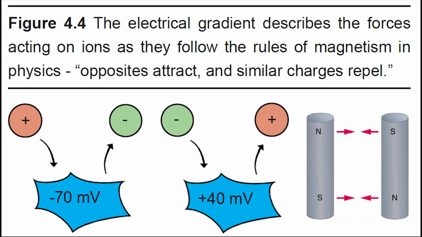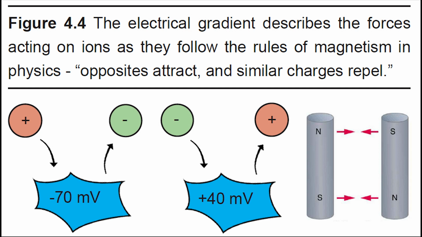1. The electrical gradient. The electrical gradient refers to electrical forces acting on charged molecules, pulling opposite charges together while also pushing like charges away from one another, just like the polarity of magnets. At rest, the interior of the cell has a negative charge, about negative 70 millivolts. Because of these negative charges inside the cell, the electrical gradient causes positively charged ions to be attracted to the inside of the cell. At the same time, negatively charged ions will be repelled out of the cell.